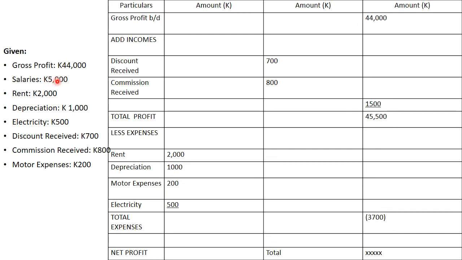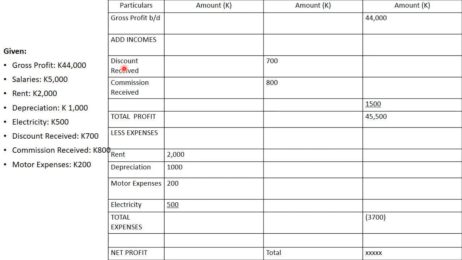The salaries is 5,000. So now, before we can even talk about these salaries, we first have to identify the incomes. So the incomes, salary, it's an expense. It's not an income. Your salary, it's an expense to the business. The business pays people salary. Rent, it's an expense. Depreciation is an expense. Electricity is an expense. Discount received, it's an income. Commission received, it's an income. Motor expenses is an expense. So these two are the ones we're going to pick.